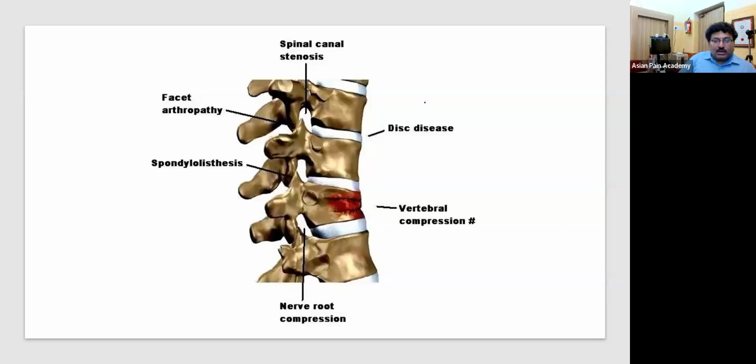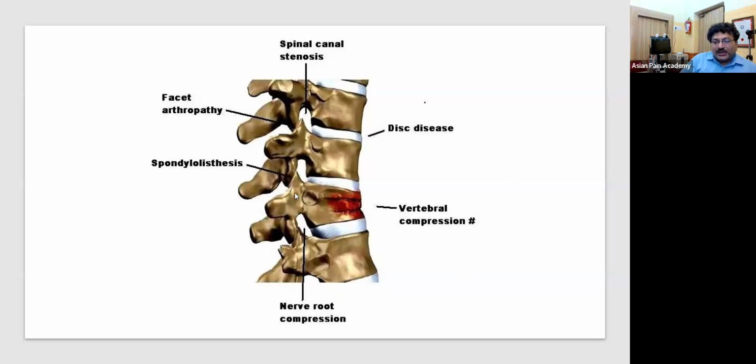Now, there are some situations when, apart from the disc and the facet, the other components of the spine could be painful. For example, vertebral compression fracture, which may be traumatic, osteoporotic, or a malignant fracture. So that could be a cause of pain. And we all know compression fracture patients have problems in sitting, because whenever the patient is sitting, more loading occurs over the vertebral body and the disc. So the patient complains, and usually the pain is relieved slightly in the lying down position.